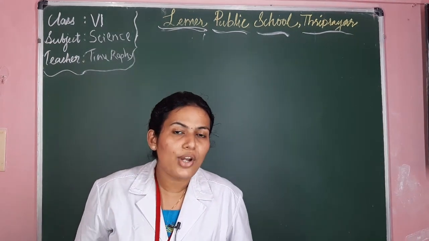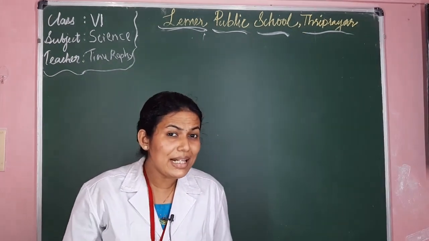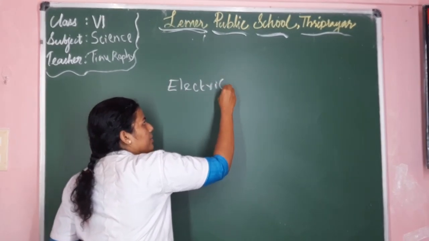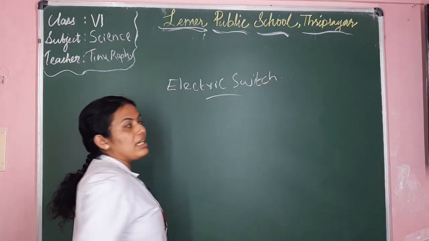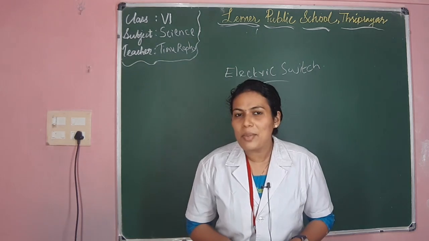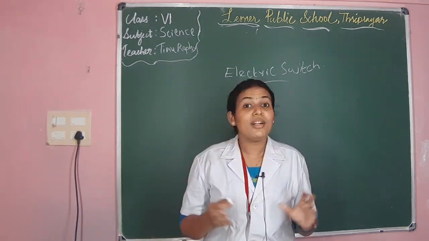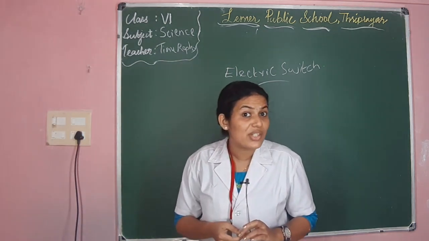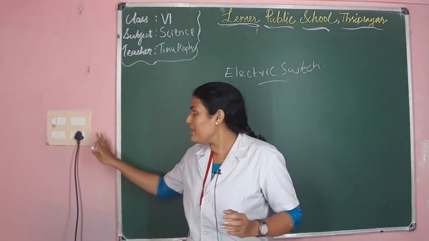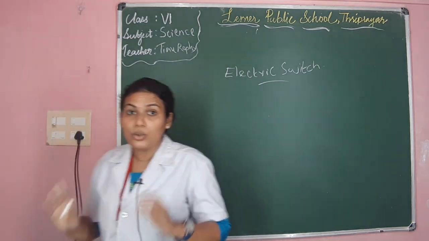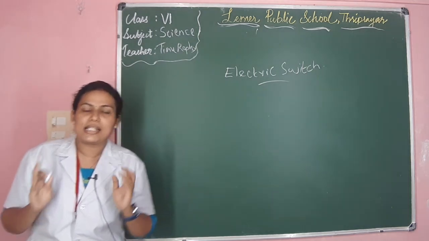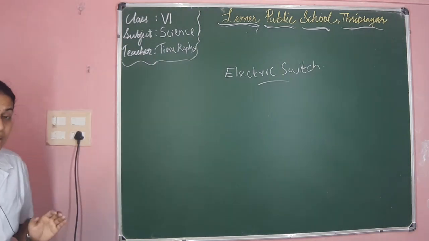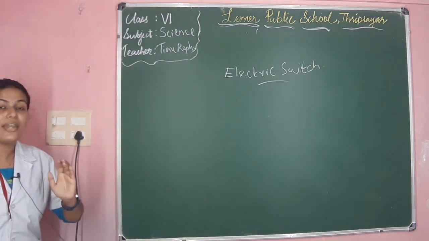Now dear children, the next concept we are going to learn is about the electric switch. You are very familiar with the word switches, isn't it? What are these switches, dear children? Here you can see a few switches. An electric switch is a simple device used to close and open a circuit.